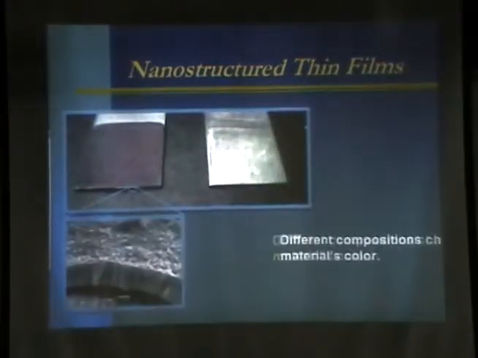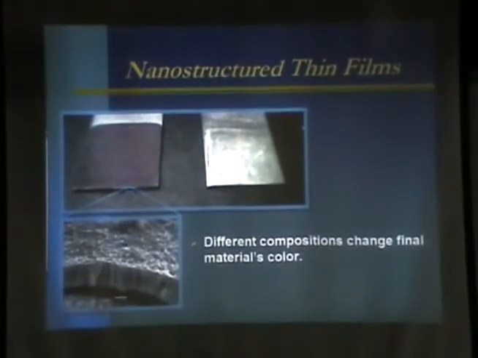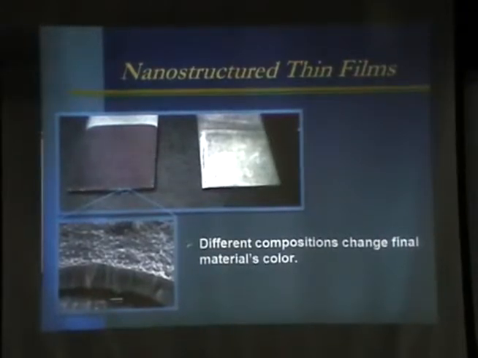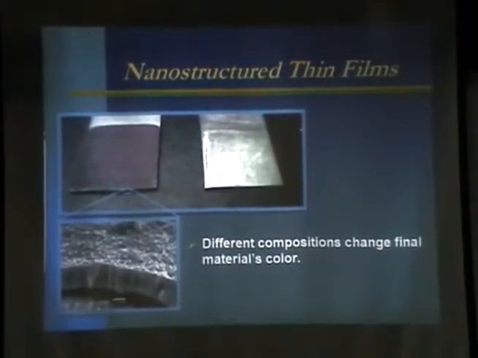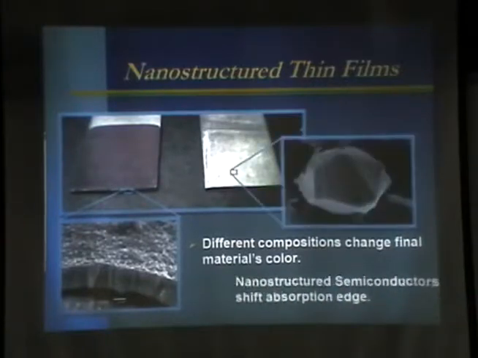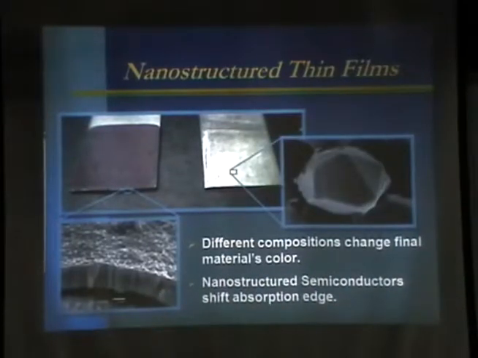But not only the emission depends on the energy band gap, also the color of the material. For example, in a thin film, different compositions change the final color of the material. Here I show you two different samples with different composition that have different colors, but also the nanostructure of the crystalline material may change the color. That is because it shifts the absorption edge, as I showed you in a previous slide.